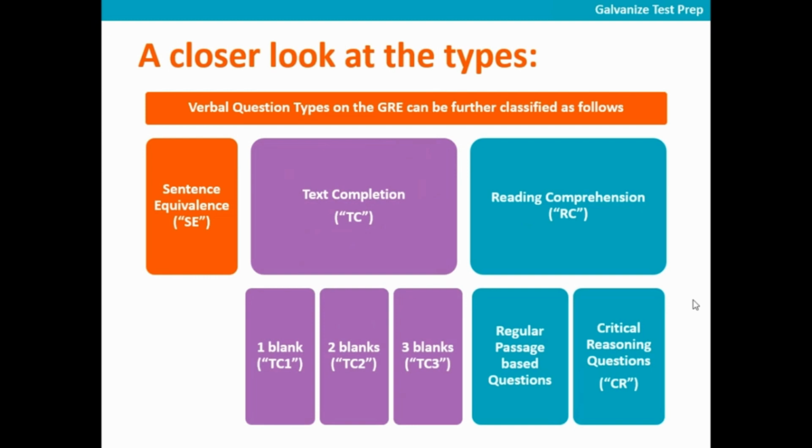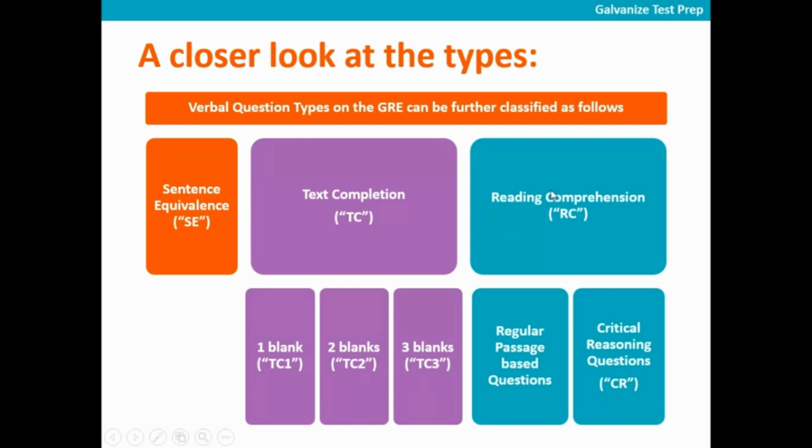So a closer look at the independent types of questions. As I mentioned earlier, you have sentence equivalence. You have text completion of 3 types with 1 blank, 2 blanks, or 3 blanks. We call them TC1s, TC2s, and TC3s for short.